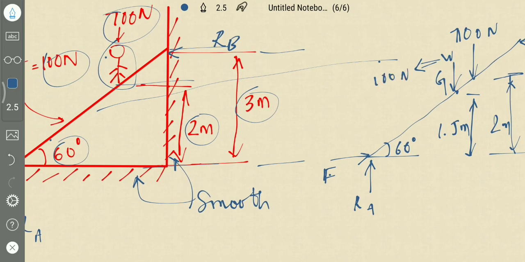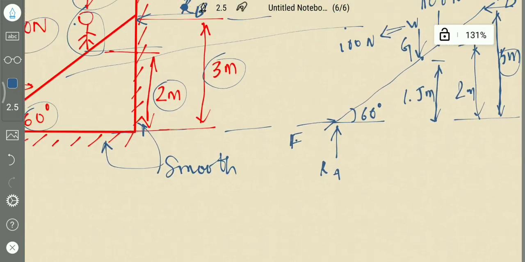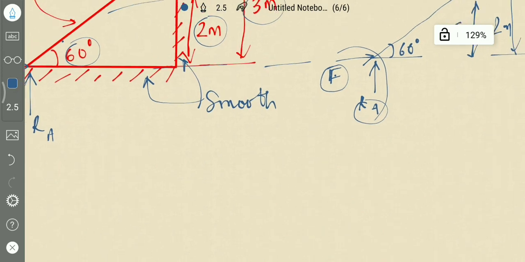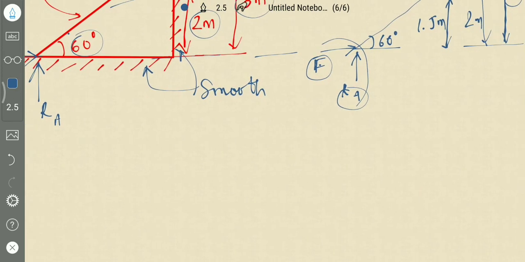This is the free body diagram. If you see here, all these forces are non-concurrent forces. R_A and F are concurrent, and the weight and these two do not coincide at any point, and R_B does not coincide with any one of these. So these are non-concurrent forces. We need to solve this by three equations.